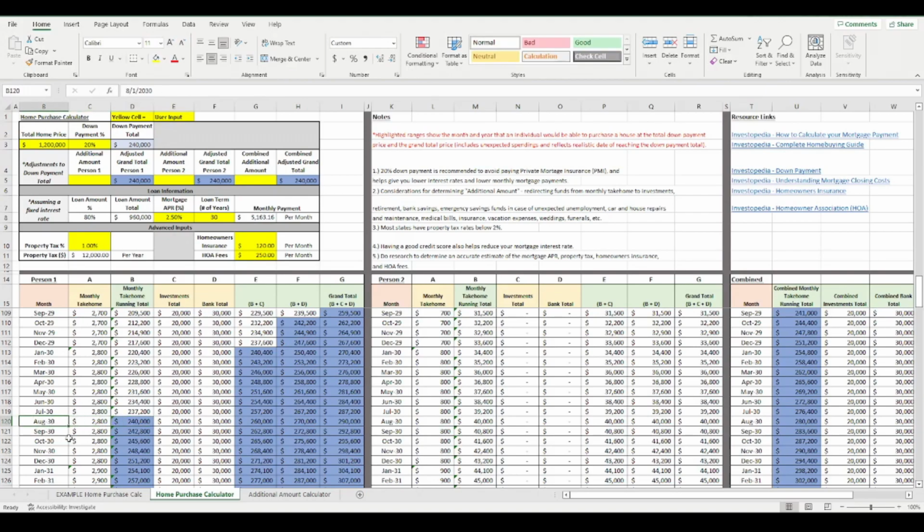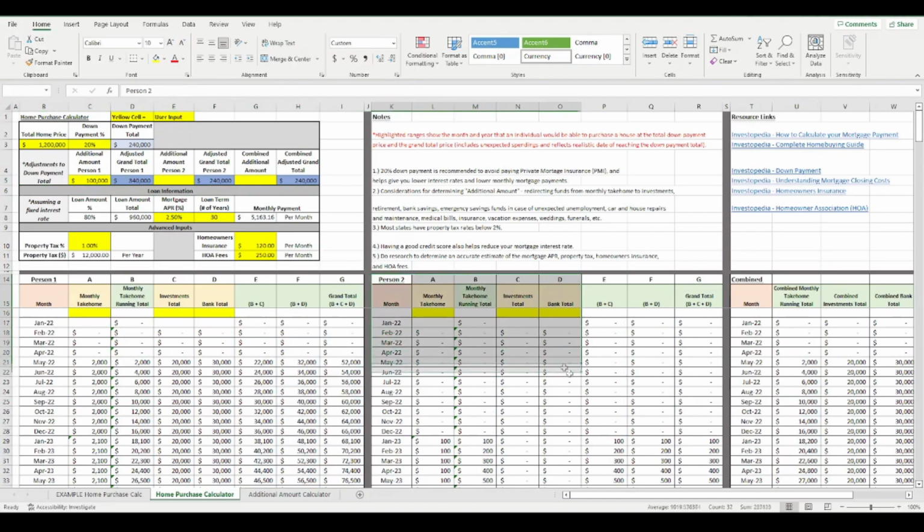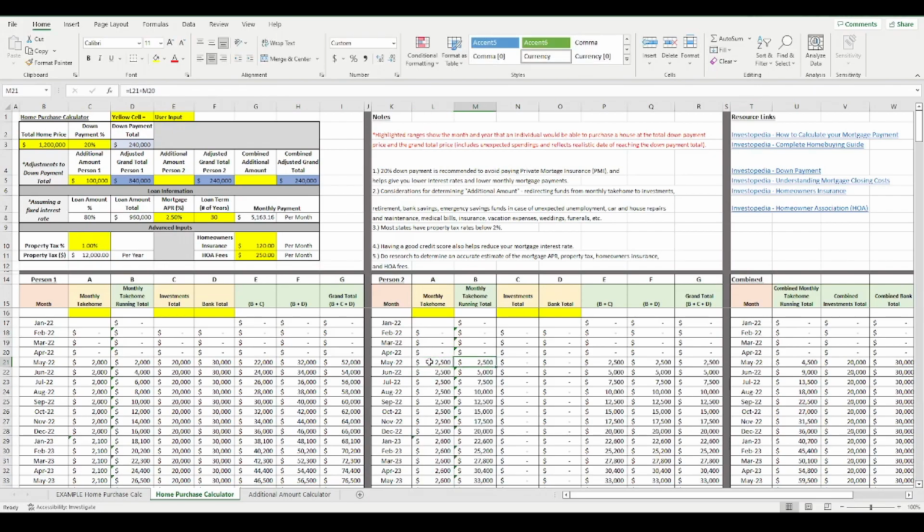need to input an additional amount based on person 1's unexpected spendings throughout the next 8 years. We will assume $100,000 for person 1's additional amount. Input that in the top left box. Do the same for person 2. In this example, we'll use a monthly take-home of $2,500, investment of $50,000, and bank total of $60,000.